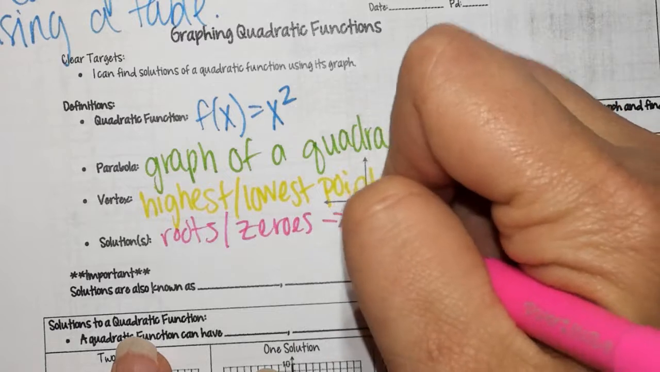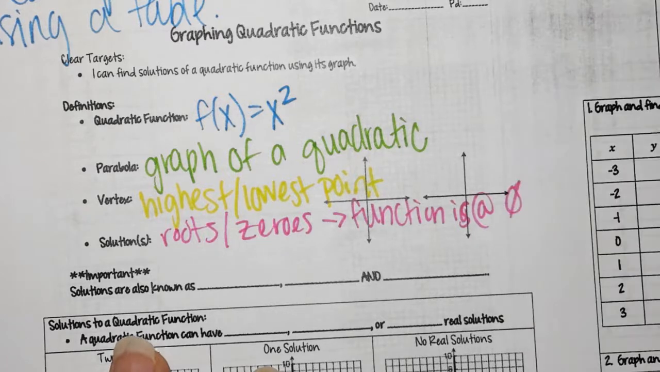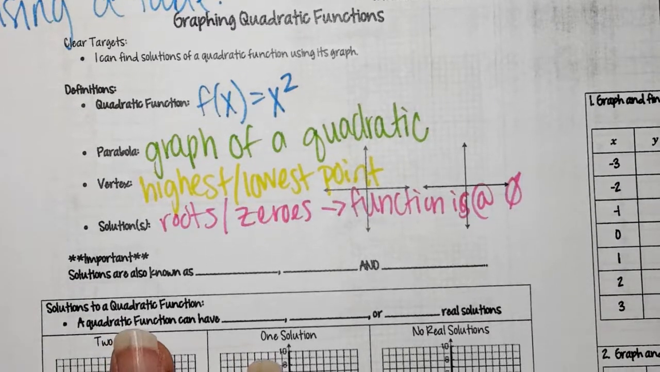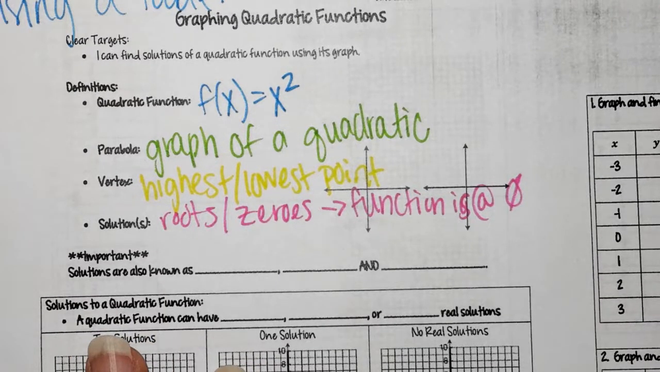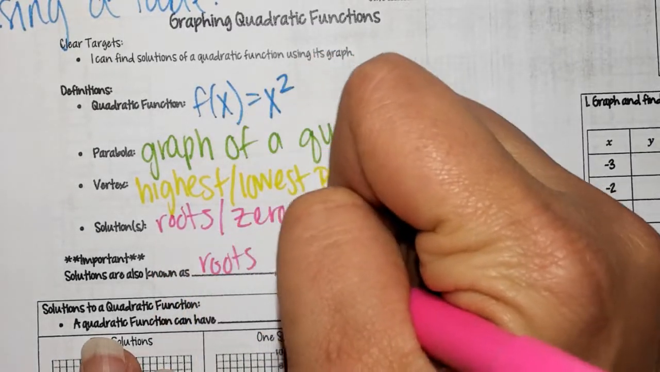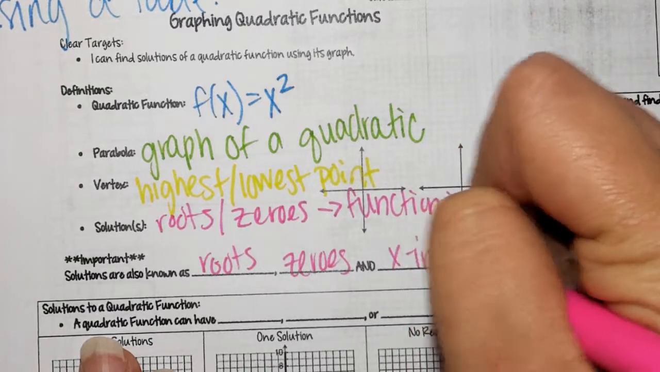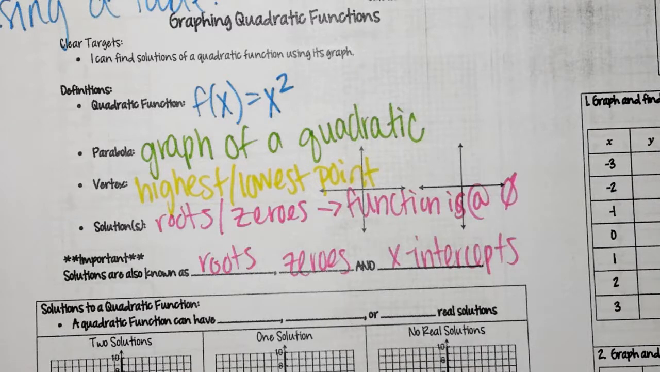So it's when the function is at 0. Alright, solutions are known as roots, zeros, and x-intercepts. X-intercept. What's that for your function? Is at 0. Ready?